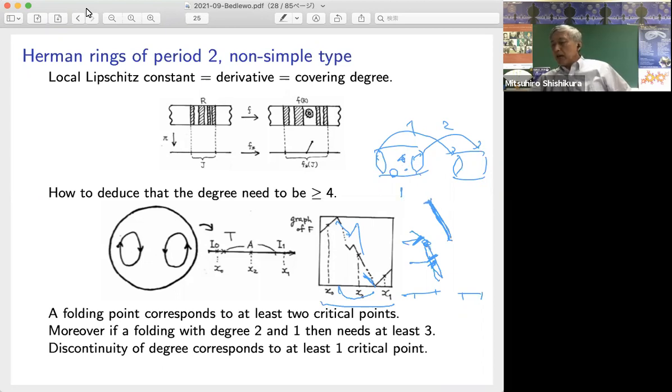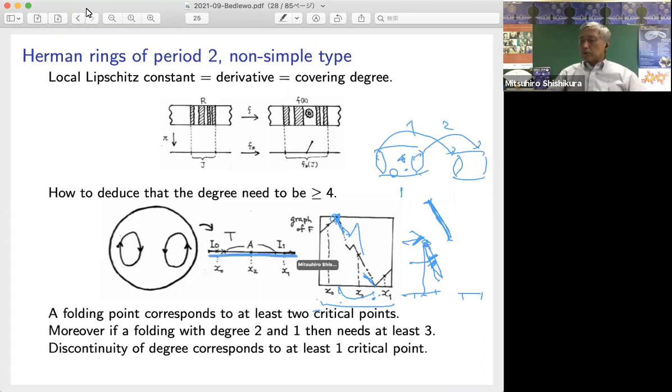So in doing this argument on the tree, either you have 3 critical points or 2 critical points, and if you have only 2 critical points there, you have to have 1 critical point somewhere else. So doing both sides, you see that you need at least 6 critical points to realize. 6 critical points gives you at least a degree 4 rational map. Okay. So this is the argument you can show using the idea of this tree.